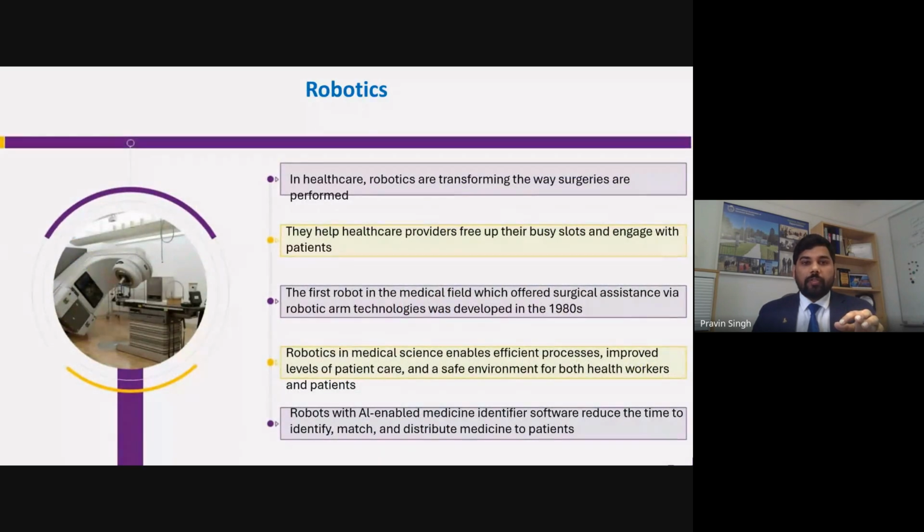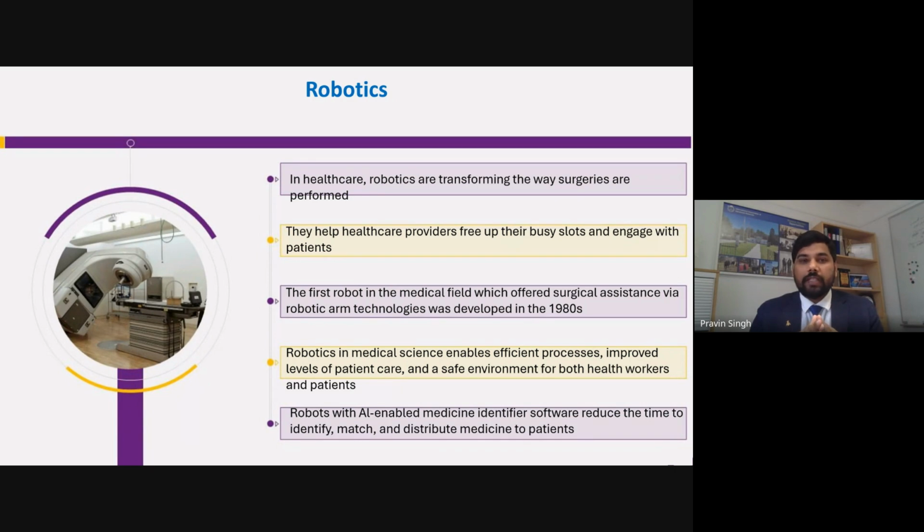Then robotics in healthcare. Basically, robot systems are transforming surgeries and automating routine tasks. Like a surgical robot, a system like the Da Vinci robot, which allows a surgeon to perform precise, minimally invasive operations. And automated pharmacy robots dispense medication accurately, reducing human error.